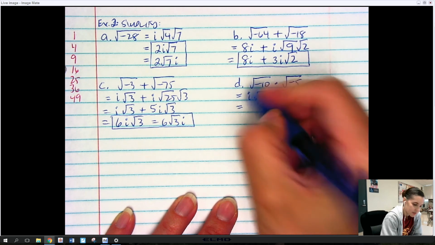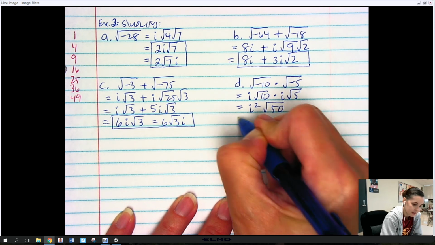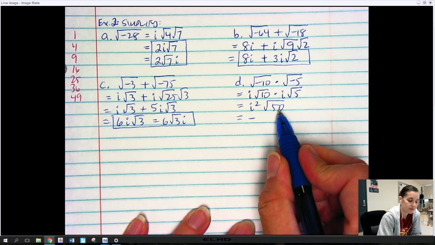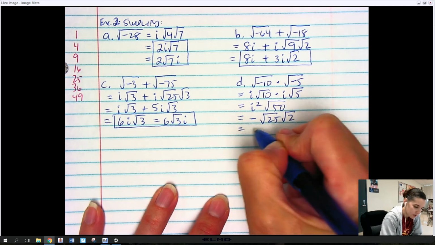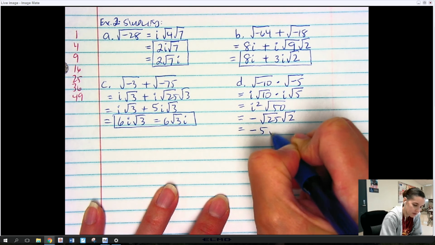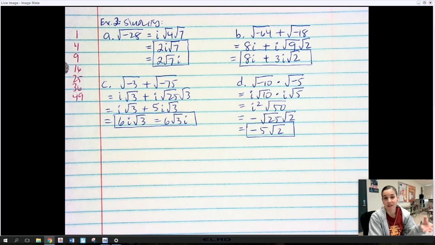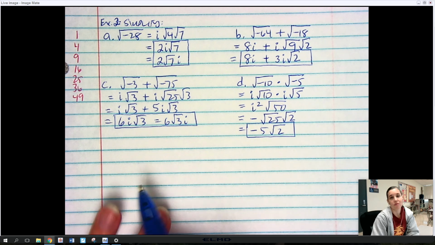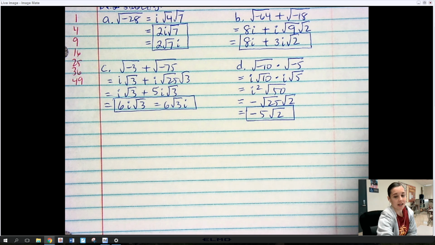So when I multiply, i times i is i squared, and then a root 10 times a root 5 is a root 50. I know i squared is negative 1, so I'm going to put a negative, and then 50 breaks down into 25 times 2. So then my final answer would be negative, and the square root of 25 is 5, so negative 5 root 2. That is what your first section 7.9 is going to look like. You're just multiplying your i's and making sure you're simplifying, or breaking down, your radicals that involve i's.